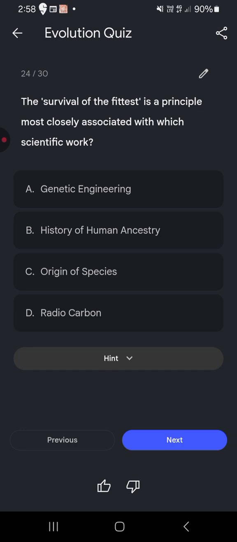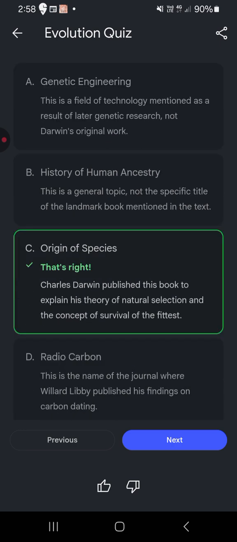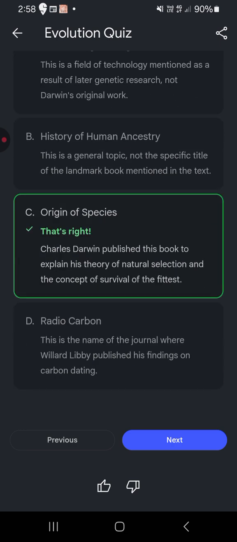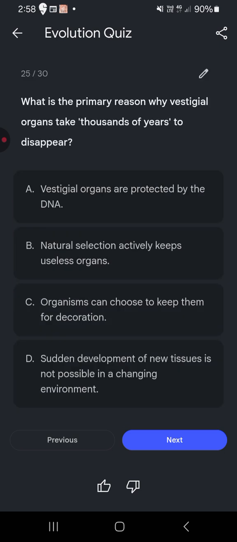The survival of the fittest is a principle most closely associated with which scientific work? Origin of Species. Charles Darwin published this book to explain his theory of natural selection and the concept of survival of the fittest.